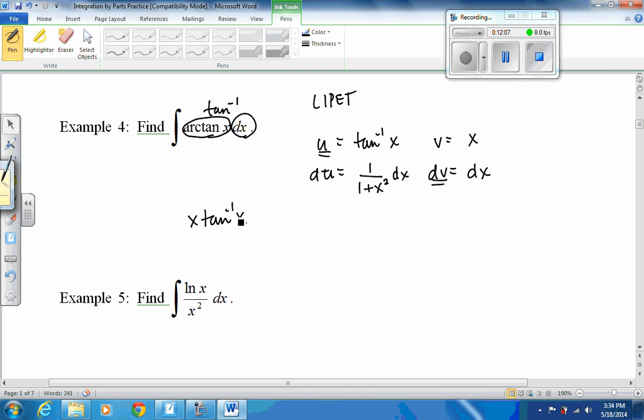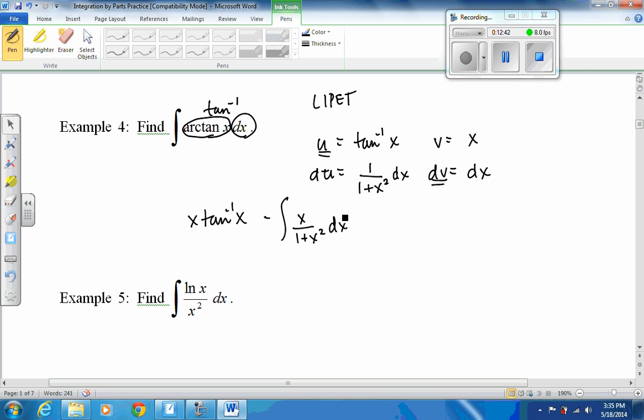u times v minus the integral of v du. Well, that's v, and du is 1 over 1 plus x squared dx. Well, okay, that looks not quite as bad because you don't have the tangent inverse. So then what would we do? Can you simplify that? You're going to love this. What's the quotient rule for antiderivatives? You're right, there is no quotient rule, so what do we do?